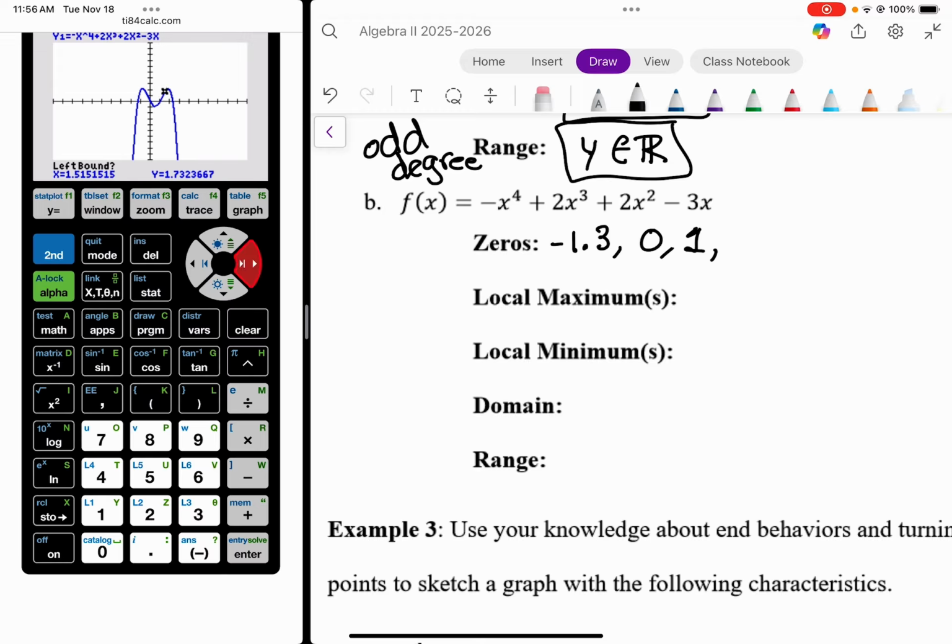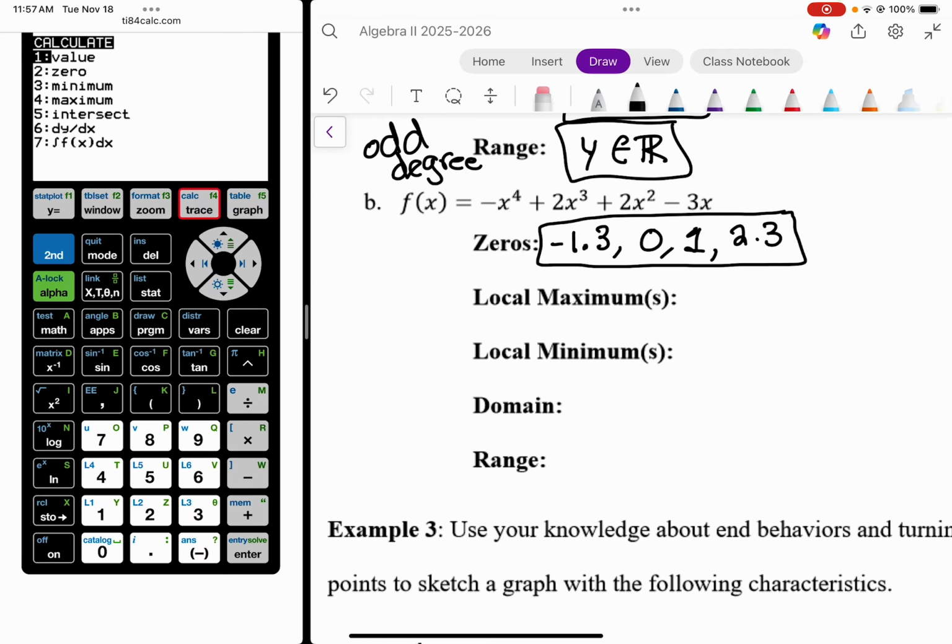So sometimes you will get nice numbers, not always, but sometimes you do have solutions that are whole answers. And 2.3 would be the last one. So this one I have 4 real solutions. Then I'm going to find my local maximums. It looks like I have 2 curves that are opening up, so I'm going to find both of them.